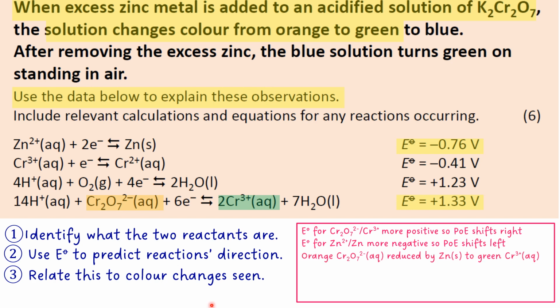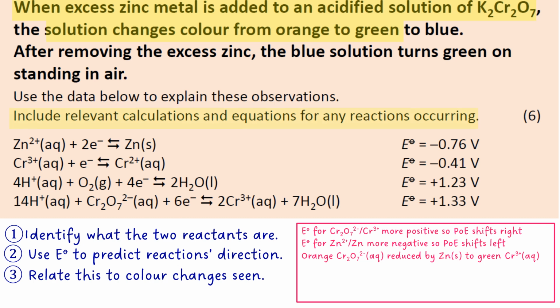Now finally, it's quite important also to state what's reduced. So orange Cr2O7 2 minus is reduced by Zn to green Cr3 plus. Now you could also say it the other way around. You could say that Zn is oxidized by Cr2O7 2 minus to Zn2 plus. It doesn't really matter which way you come at it, but you need to make a redox statement and also bring in the color changes that are stated. So that's what I've tried to do in this sentence here.